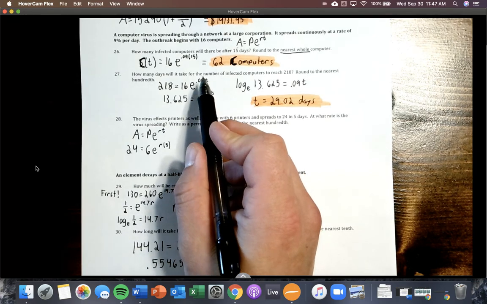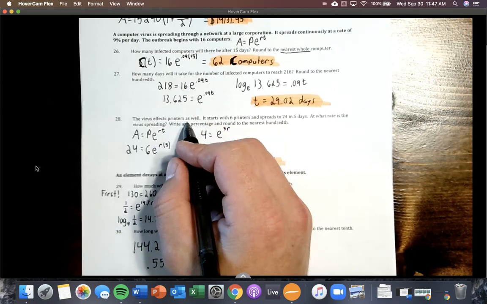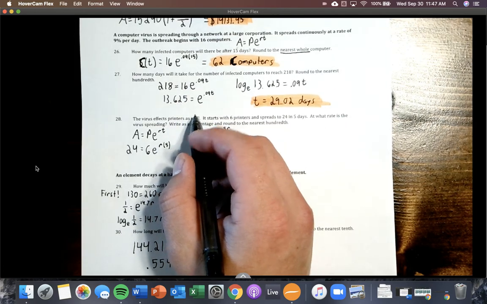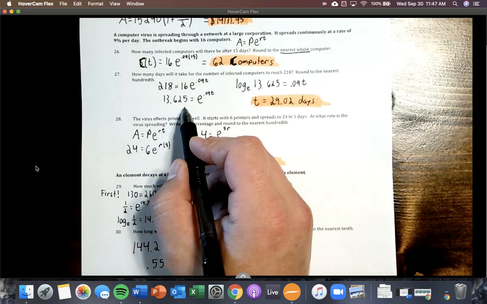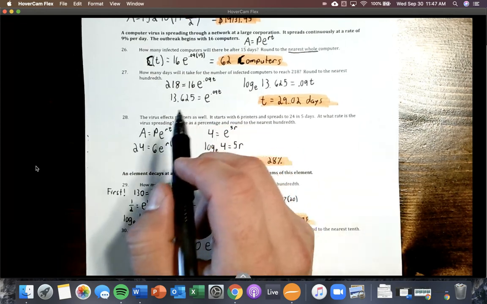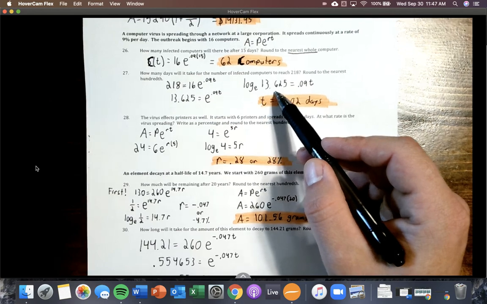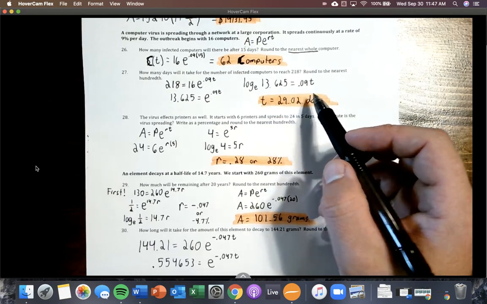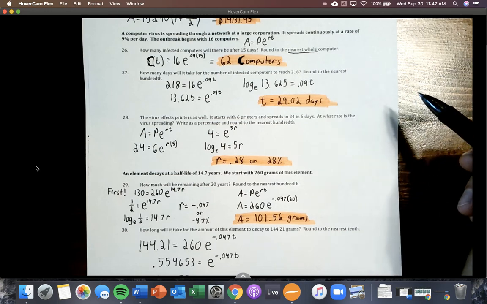But notice t is in the exponent here. So we know we're going to have to change it to a logarithm, right? So we can divide 16 over, we get 13.625 is equal to e raised to the 0.09t. And then we just have to change it to a logarithm, right? Log base e of that 13.625 is equal to 0.09t. We would divide the 0.09 over, and we end up getting t is equal to 29.02 days.